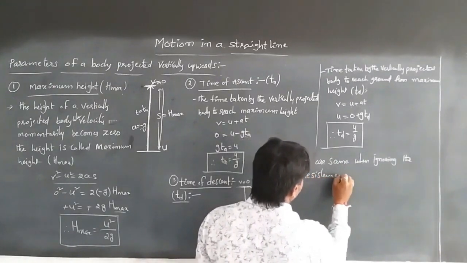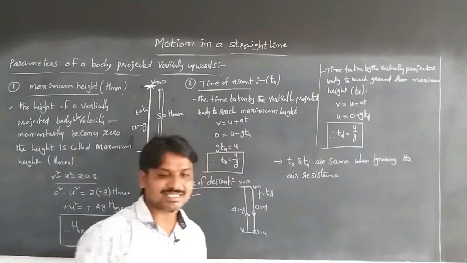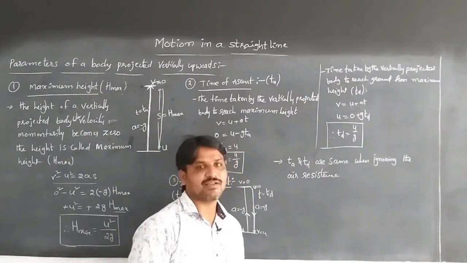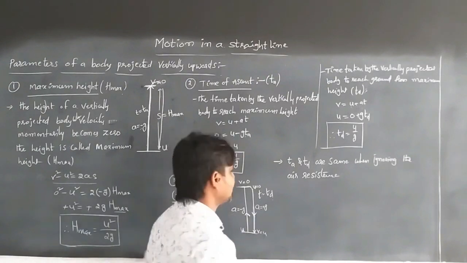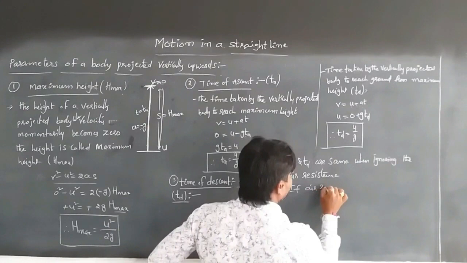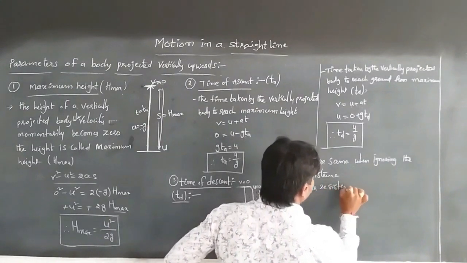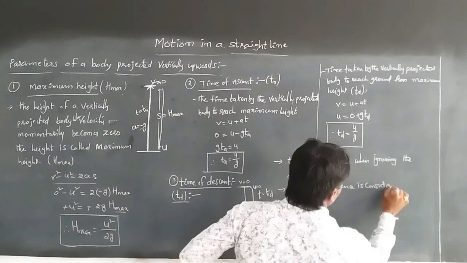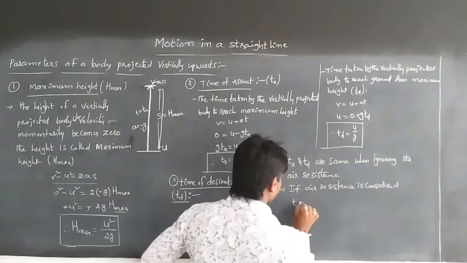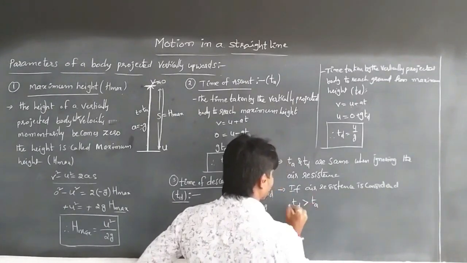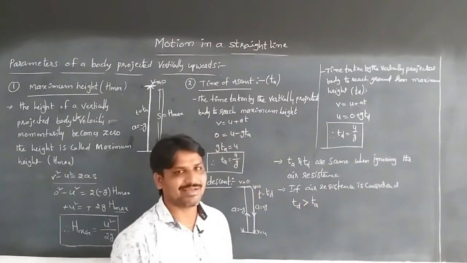Air resistance. In case air resistance is considered, the time of descent will be more than the time of ascent. If air resistance is considered, Td is greater than Ta, which means the time of descent is greater than the time of ascent.